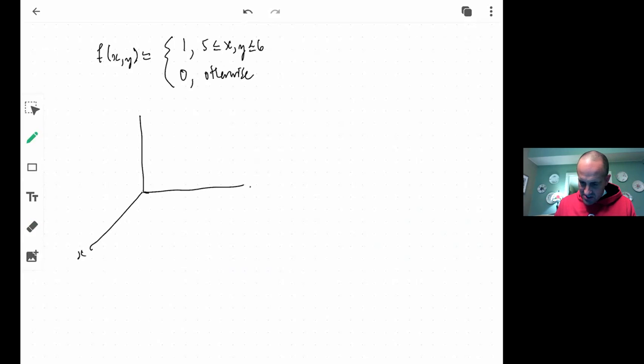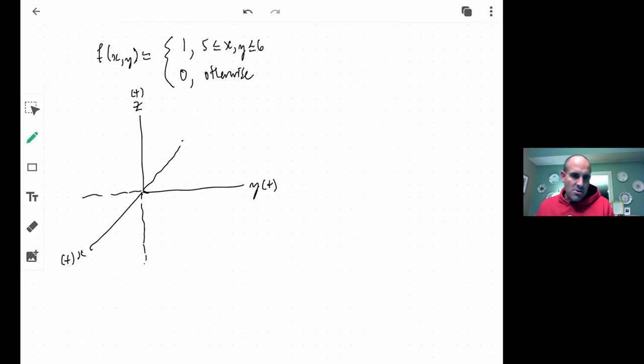This is the x-axis, this is the y-axis, and this is the z-axis. In this direction, we have positive x values, positive y values, and positive z values up here. These dotted lines that I'm putting in here are the negative x, y, and z values, respectively. So 5 and 6.